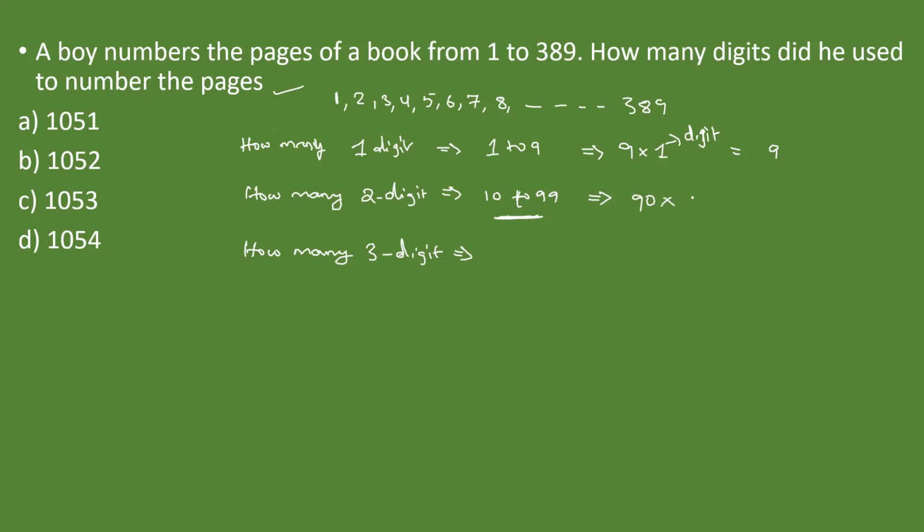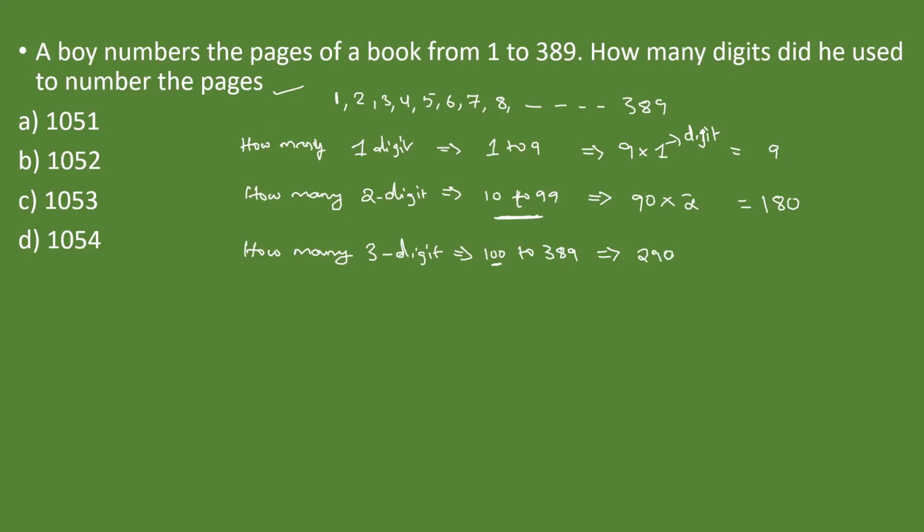So please be careful. These are two-digit numbers, right? So how many digits did I use here? 2 each, so that becomes 180. Now, three-digit numbers. Three-digit numbers start from 100 to 389. As usual, first subtract it. 389 minus 100, what will you get? 289. But 100 is also there. So, how many numbers are there?